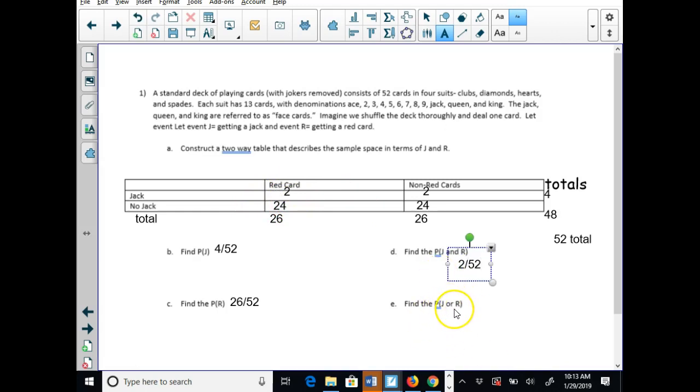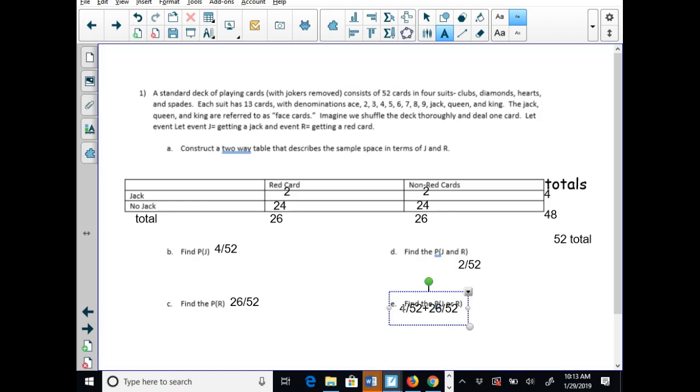And now we have that addition rule, jack or red. So I'm going to start with the jack. How many jacks are there? There's a total of 4 jacks. So that's 4 divided by 52. Plus, now how many red cards do we have? We have 26 red cards. So that's 26 divided by 52. Now how many are jack and also red at the same time? There are 2 cards that are jack and red at the same time.